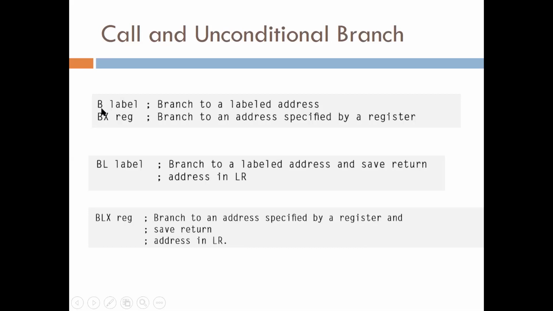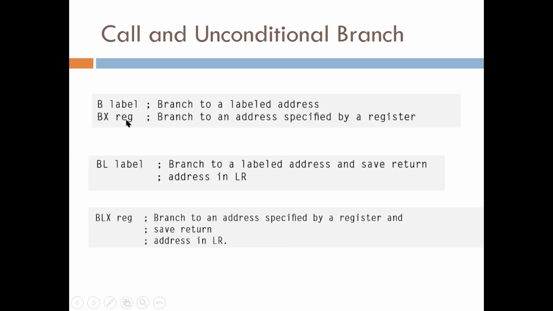Okay, branch label. There is no condition. Next instruction is BX register. BX represents branch to the address specified by the register. So instead of specifying the address directly in the instruction, it will be specified in a register. Whenever you are storing the branching address in a register, you have to use the mnemonic BX. So, branch to an address specified by the register.